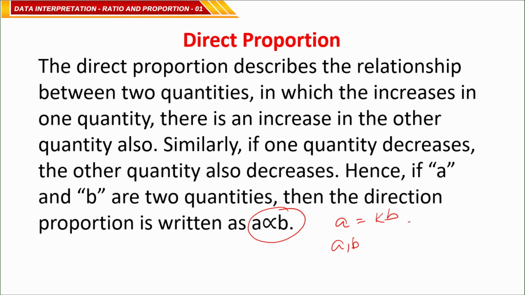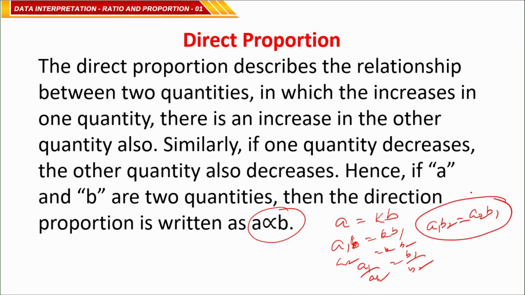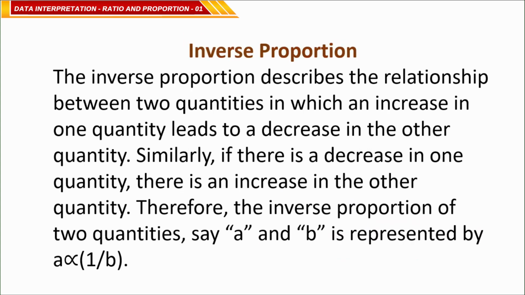Okay, A1/B1 is equal to A1/A2, A1 is equal to KB1, A2 is equal to KB2, so A1/A2 equals B1/B2, or you can say A1 B2 is equal to A2 B1. In any format, you can say this is when they are in direct proportion. Is it clear? Okay, now shifting to the next.